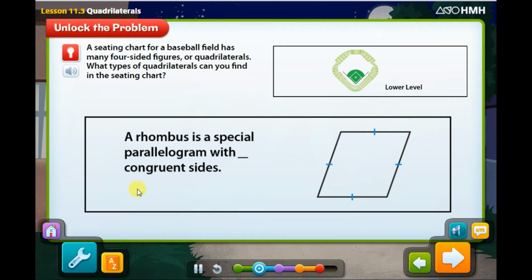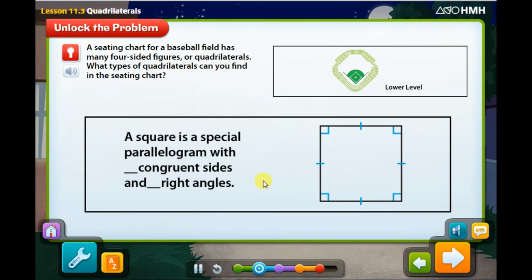Another type of parallelogram is a rhombus. Okay, a rhombus is a special parallelogram with how many congruent sides? So every opposite side is parallel. That's why it looks like the parallelogram. However, all its sides are equal. Equal here, we use the word congruent. A rhombus has four congruent sides.